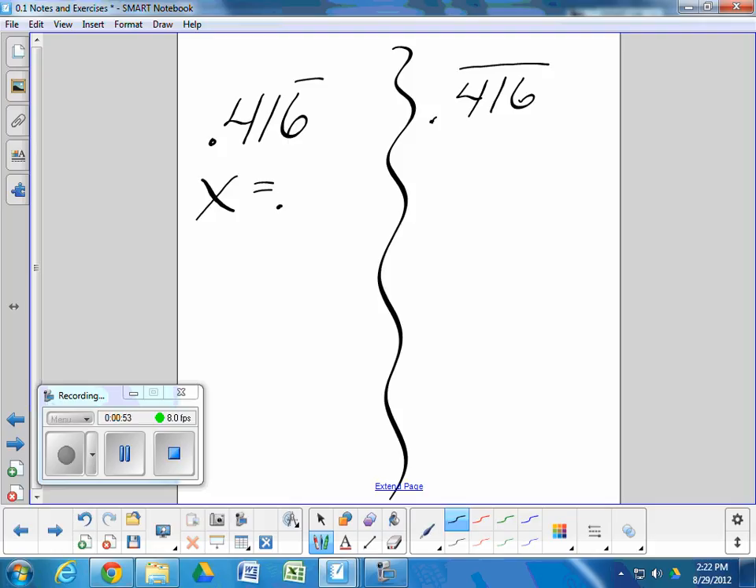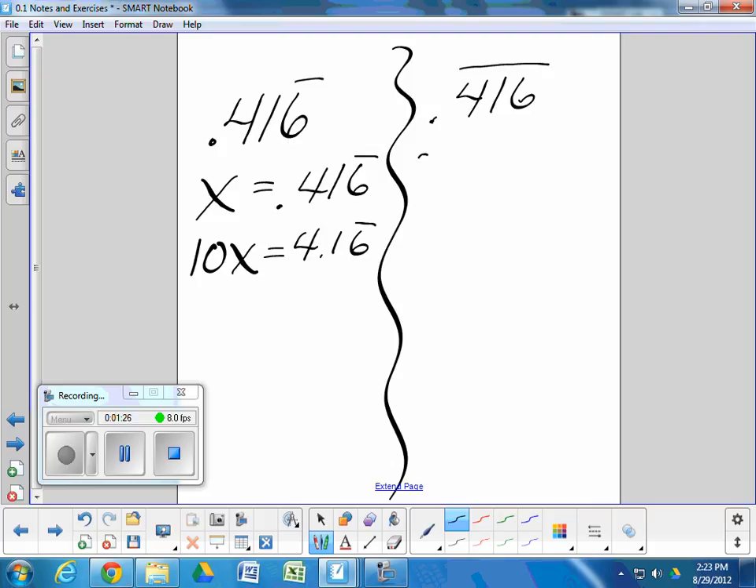My advice to you yesterday was to count the number of digits that are repeating. Or how many numbers does that bar go over? How many bars is this? How many numbers is this bar over top of? 1. If it's 1, you multiply both sides by 10. Okay? Only the 6 is repeating, so it only bumped the decimal over one place.